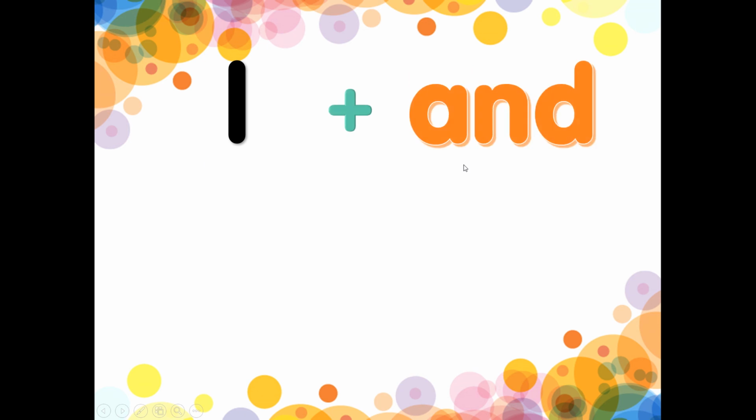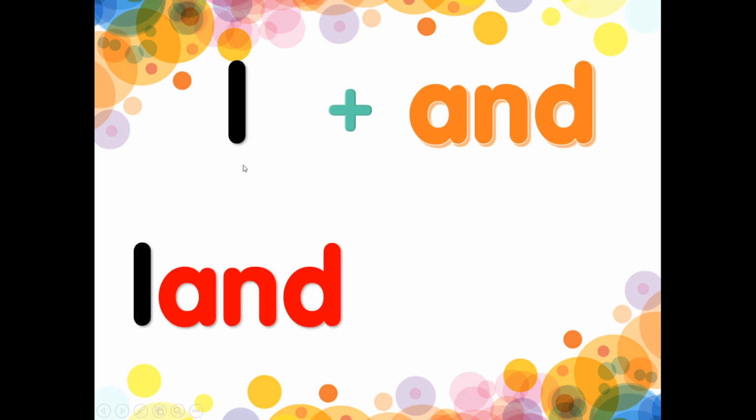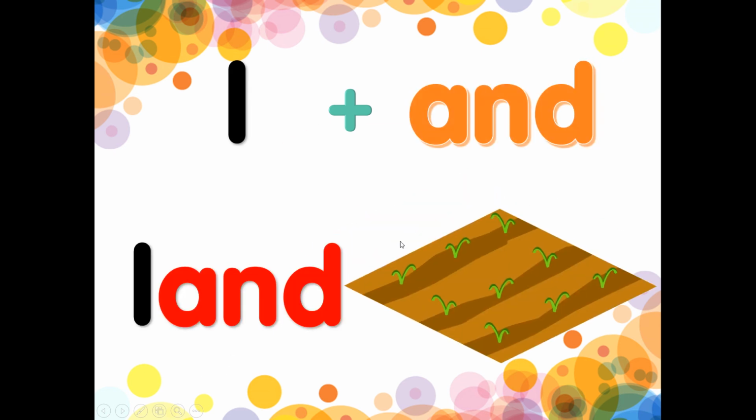L and len. Where is len? This is the land. This land is for planting vegetables or planting grass. So this is a land.